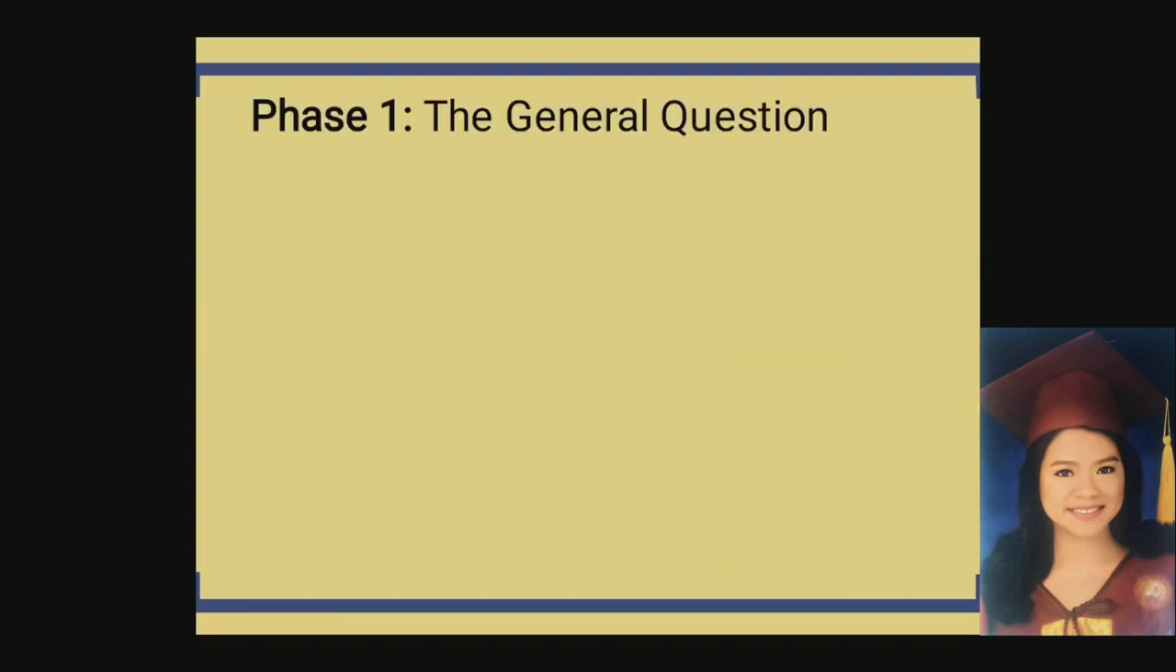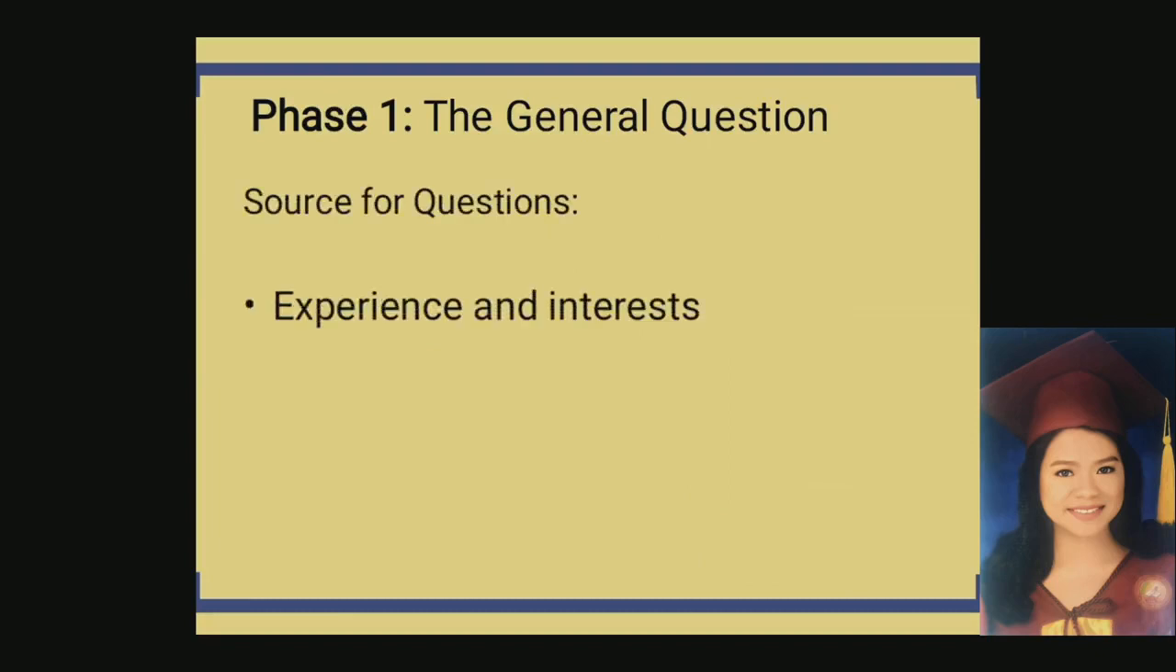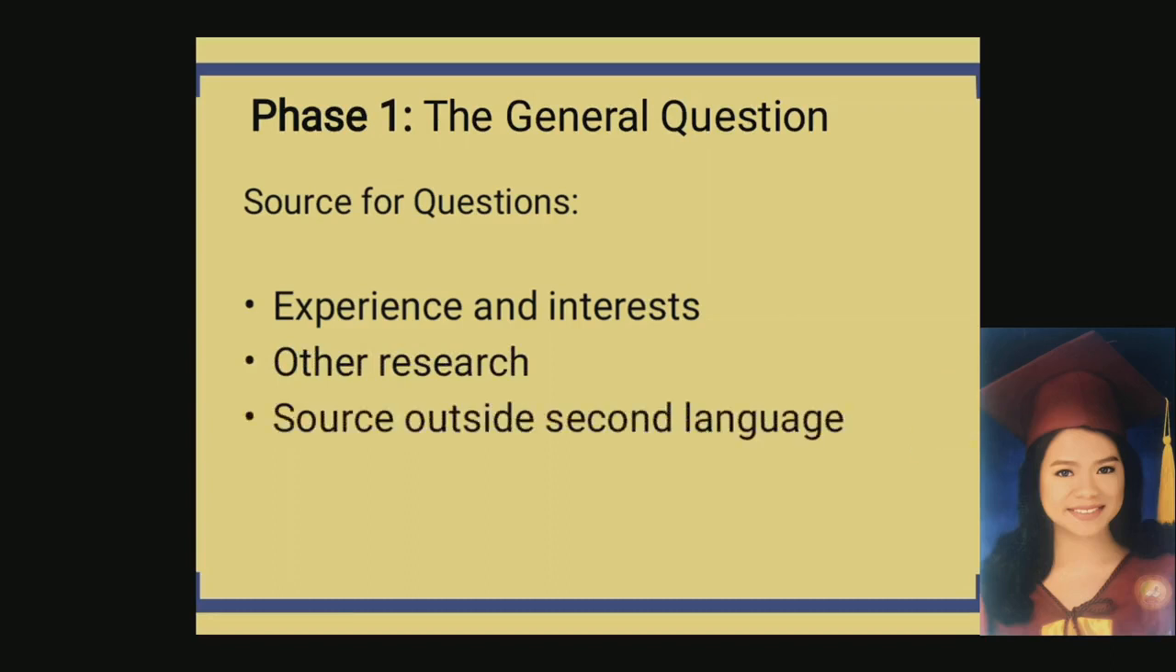So let us begin with phase 1, the general question. Of course, in starting a research, you have to create a question. Sources for questions: experience and interest. You should rely on your experience and on what you like to make your research easier. Other research: you should also look for other researches as your example or to have an idea. Sources outside second language: don't limit your research inside the country.